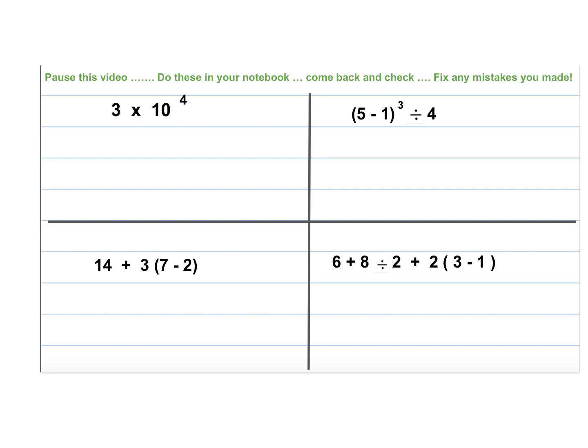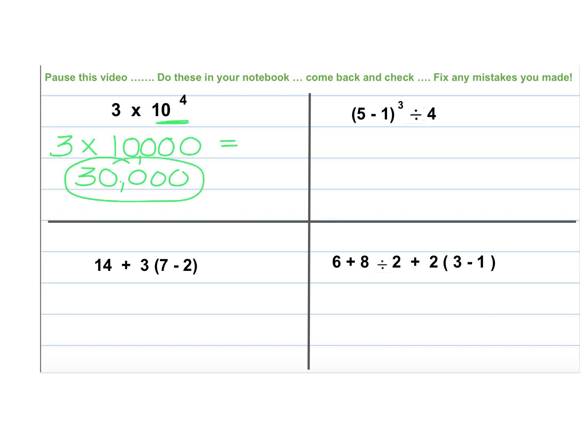So we have 3 times 10 to the 4th. My exponent comes first, so 3 times, and then 10 to the 4th is, so 10 times 10 times 10 times 10. Basically it's 1 with 4 zeros. So it'd be 3 times 10,000. And then I know 3 times 1 is 3, and I just keep the zeros. So then it would be 30,000.